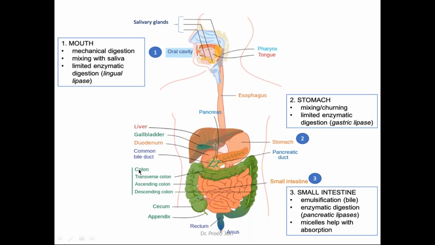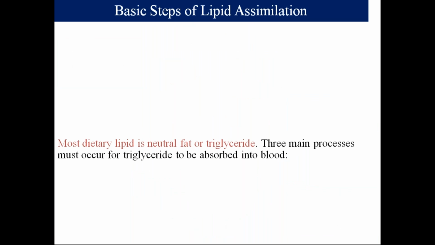In the small intestine, it is basically the emulsification which occurs in the presence of the bile salts and lecithin, which increase the surface area available for digestive enzymes to act upon it. Then it is acted upon by the pancreatic lipases, and once it is acted upon by the pancreatic lipases, it forms micelles which will help in the absorption of the fats.